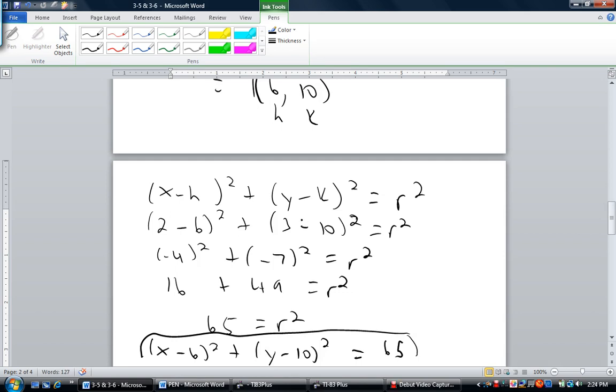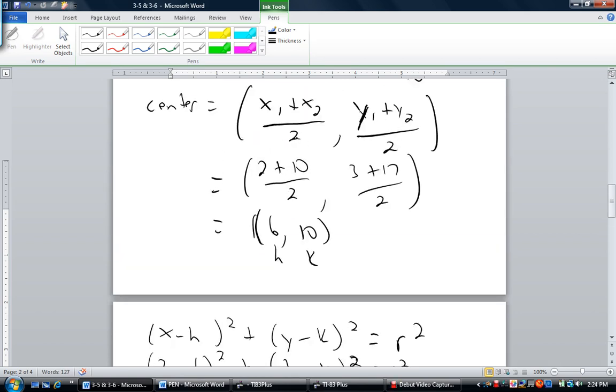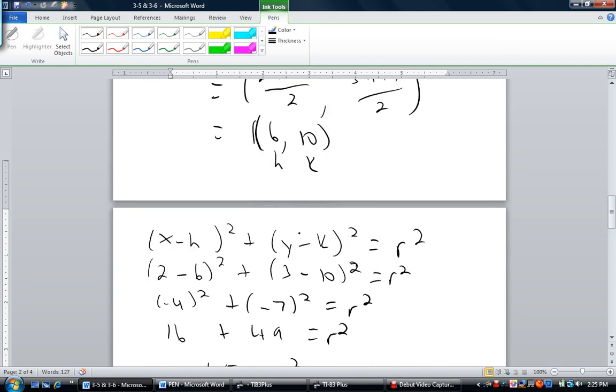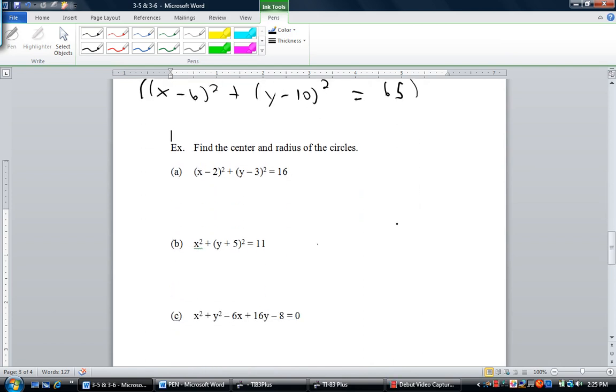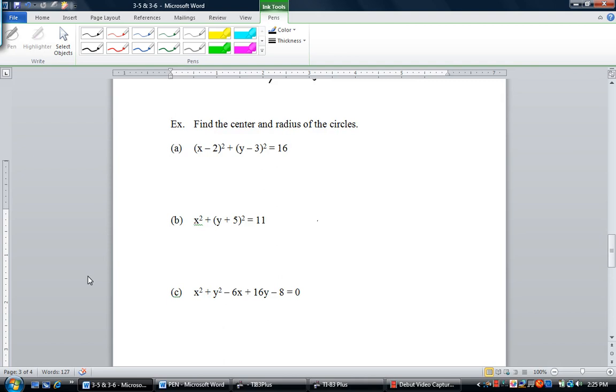So to review, we use the midpoint formula to find the center, and then we use our circle formula or the distance formula to find r squared. Now this last example is where you're already given most of the information, and all you have to do is find the center and the radius.